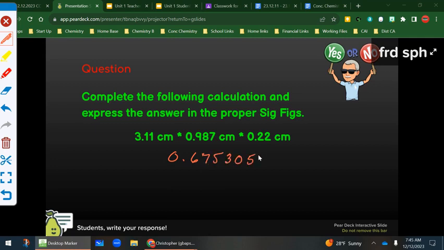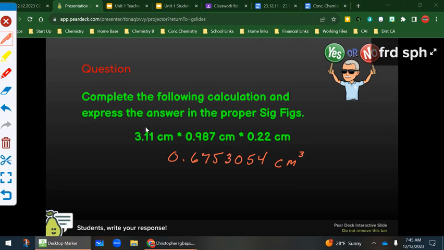0.6753054. What would the unit be? Centimeters cubed. Centimeters cubed. Very good. When we multiply these units together, we end up with centimeters cubed. Centimeters times centimeters times centimeters.